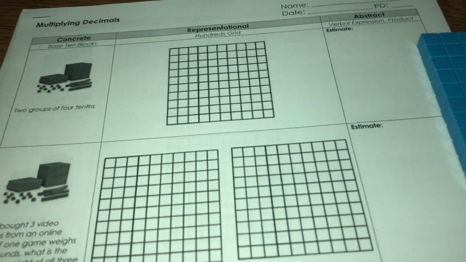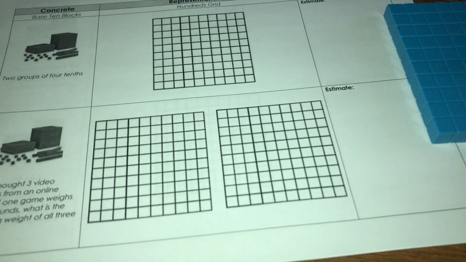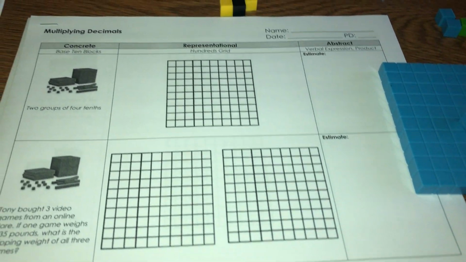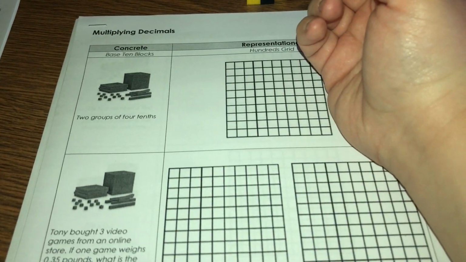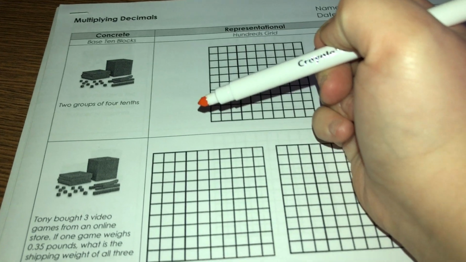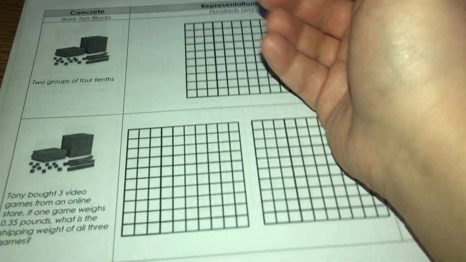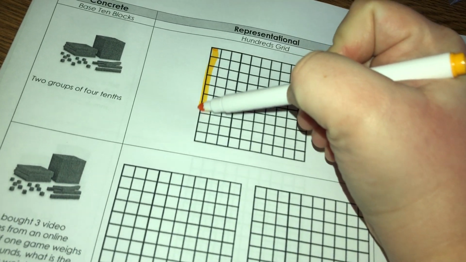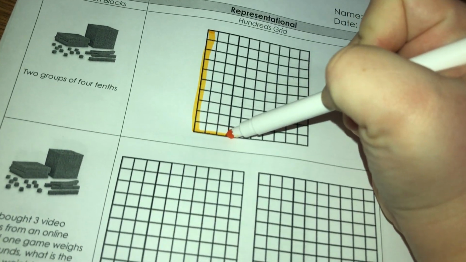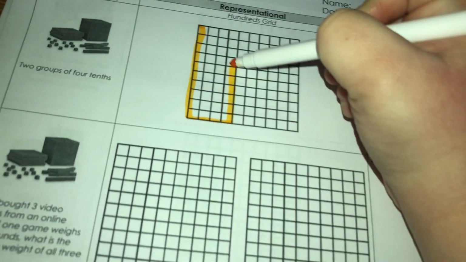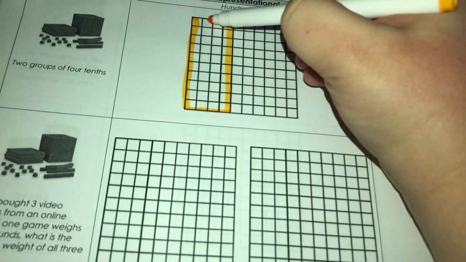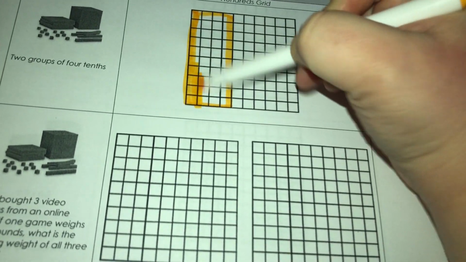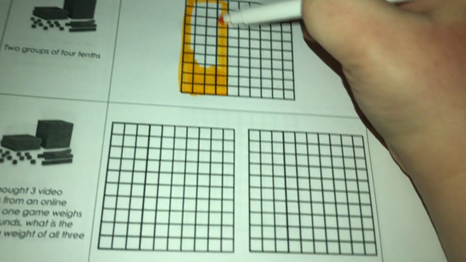I'm going to try to write and do this at the same time. Miss Daly might need to get a camera, huh? Okay, so we're going to model one group of 4 tenths using a colored highlighter or marker. Just like you saw on your rods, you're going to color in one group of 4 tenths.